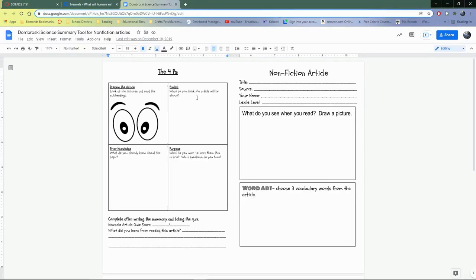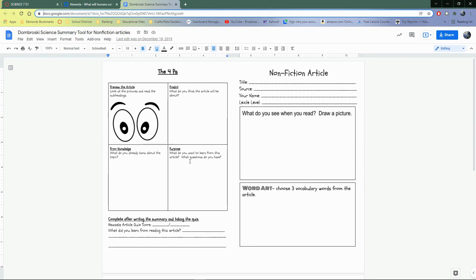Predict, what do you think the article will be about? Well, just from reading a few of the subtitles, it's going to be about what types of foods they have on Mars and how they're going to grow them, and what foods are the most nutritious. So you just write some bullet points there. Prior knowledge. What do you know already about the topic? Well, honestly, I don't know a lot about what they're going to grow on Mars and what will grow in that kind of environment. So I don't know a lot. It's all right. I actually don't know a lot.